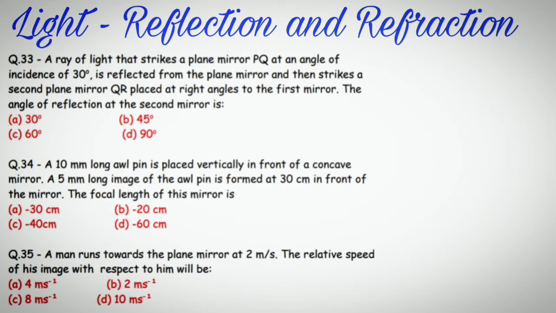Next question comes here. A man runs toward the plane mirror at 2 meters per second. Relative speed of his image with respect to him will be: option A, 4 meters per second, option B, 2 meters per second, option C, 10 meters per second, option D, 8 meters per second. And the correct answer is 4 meters per second.